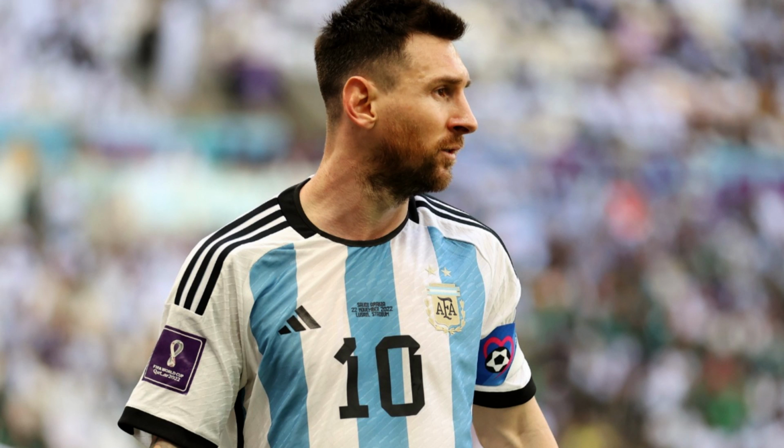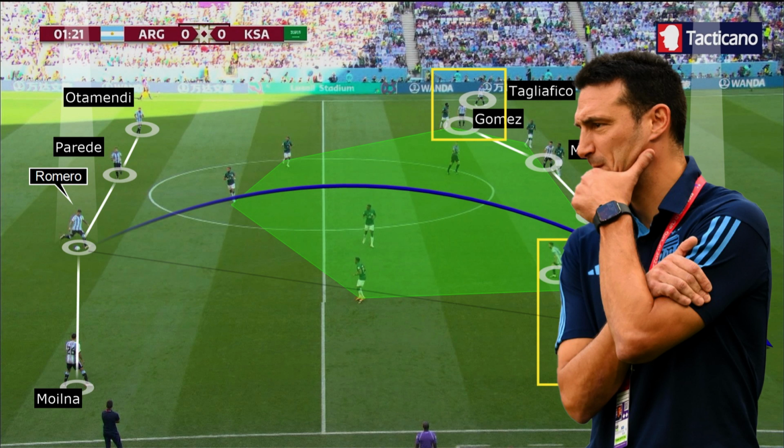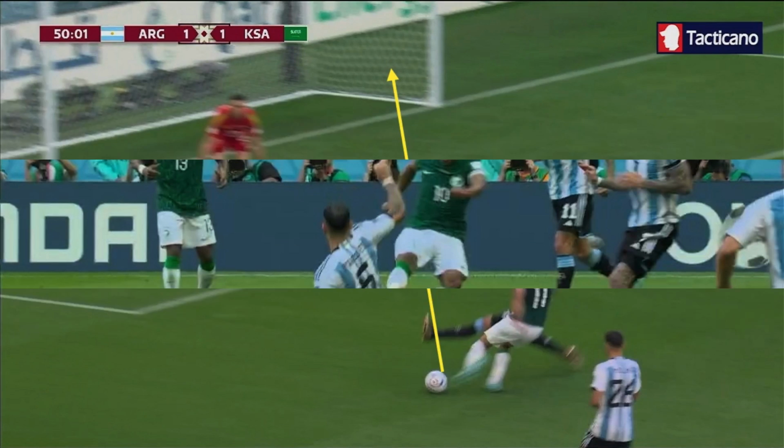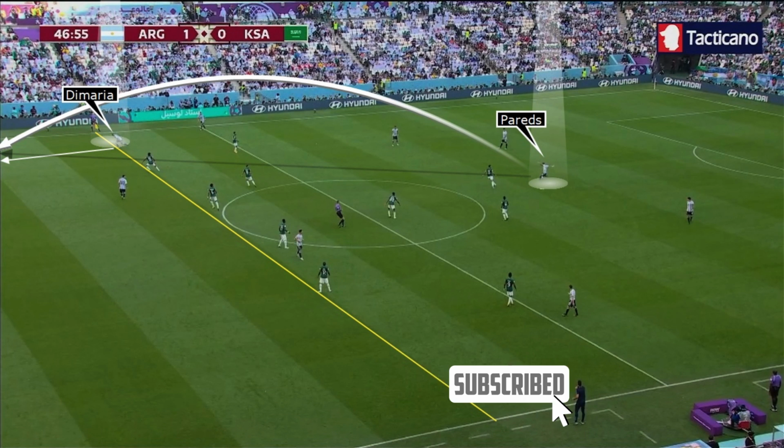Key video points: the structure of Argentina's possession with the ball and Scaloni's attacking ideas. Analysis of Saudi Arabia's goals and how they defended their goal. The most prominent things that the Argentina national team suffered and should avoid in the future if they want to reach the World Cup final.